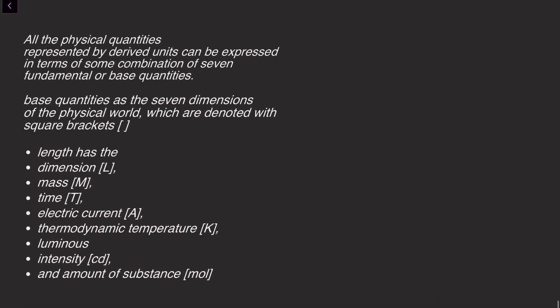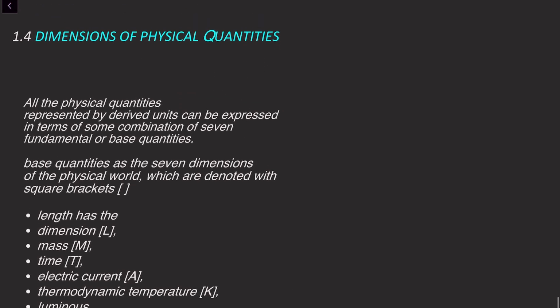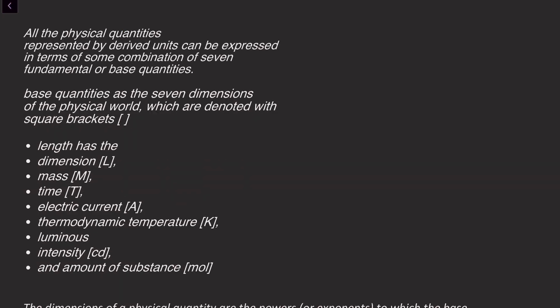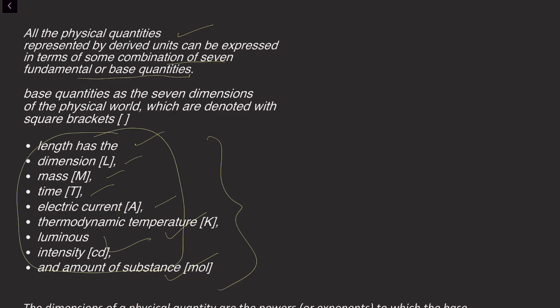So guys, I'll just explain to you the dimensions of physical quantities. All the physical quantities can be expressed or derived in terms of some combination of 7 fundamental or base quantities. So what are those 7 fundamental quantities? Length, mass, time, electric current, thermodynamic temperature, luminous intensity, and the amount of substance. All physical quantities can be expressed in terms of these 7 basic quantities.